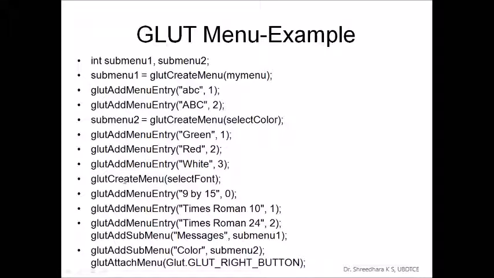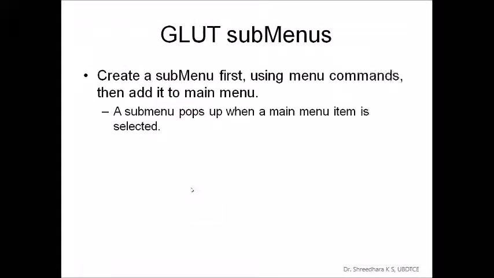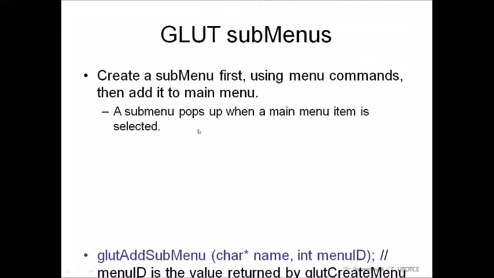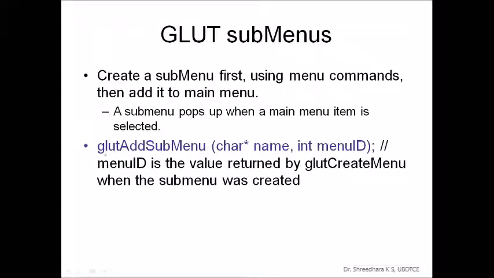Creating the menu. Now you observe this: creating the menu, select the font, add menu entries, Times Roman. These are all the entries. Now attach this to the right button. So these are the activities you do in your main program with the support of menu creation. Create a submenu first using the menu command, then add it to the main menu. A submenu pops up when a main menu item is selected. To do this, we have the API glutAddSubMenu. Keep this in mind: A is capital, S is capital, Menu is capital.